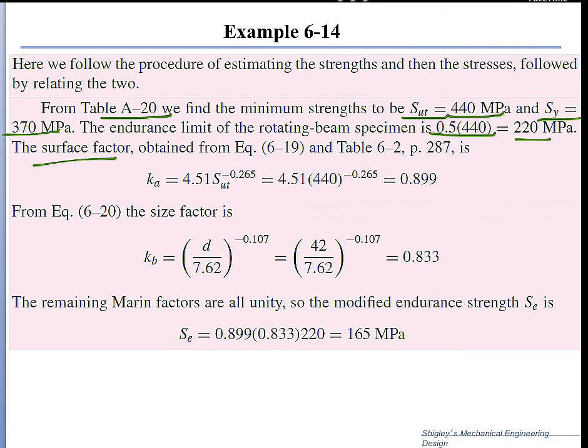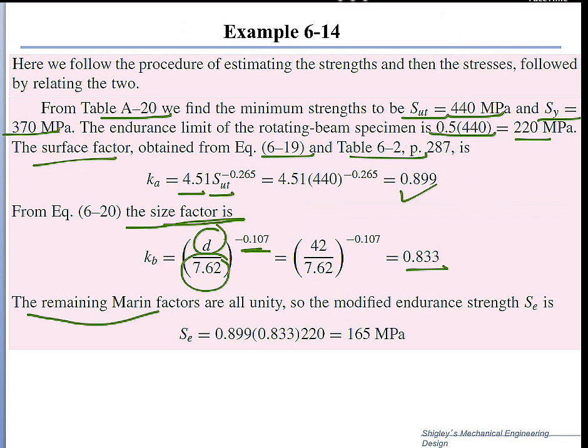So the surface factor, from equation 6.19 and the table, we find that it is 4.51 times S ultimate raised to minus 0.265, and that gives us a surface factor of 0.899. Second is the size factor. The size factor, as you'll see here, is the tubing diameter divided by 7.62 millimeter raised to this power. We get it to be 0.833.